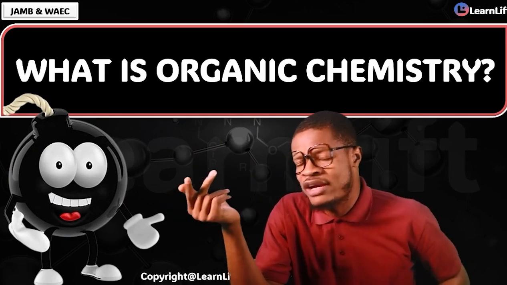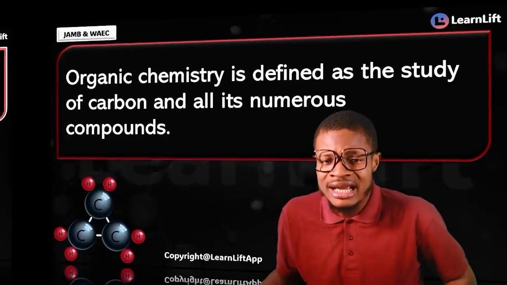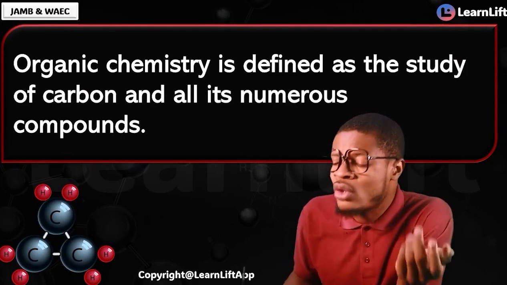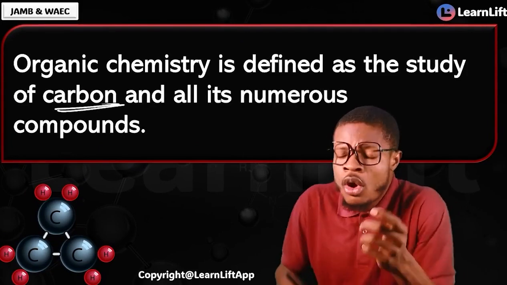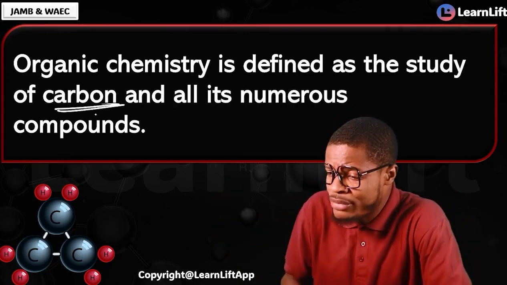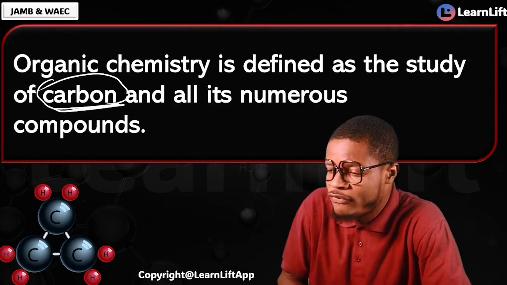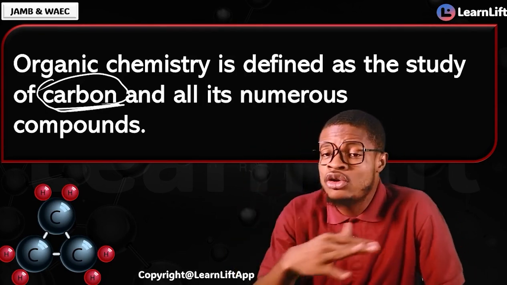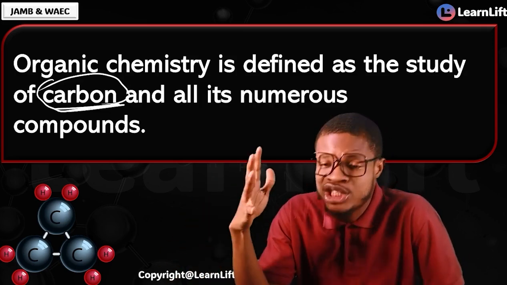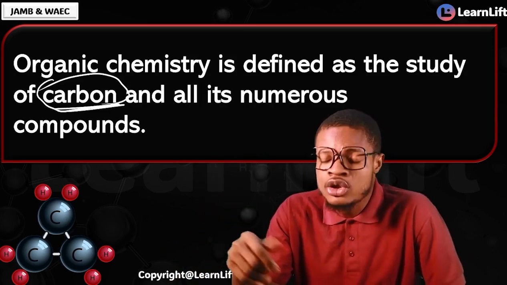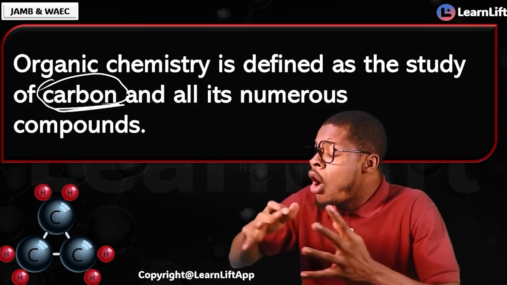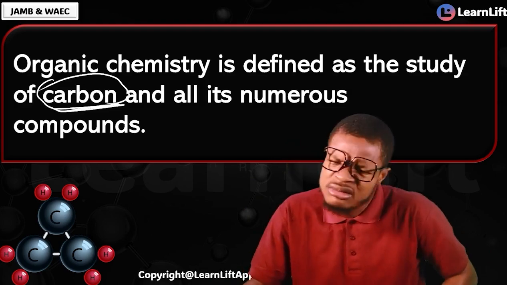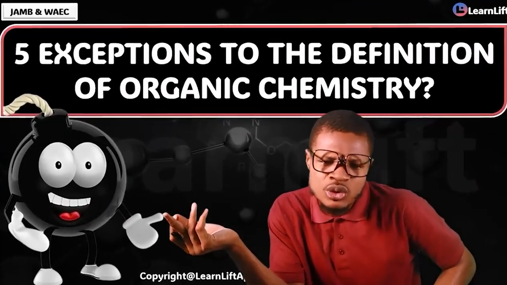How do we define organic chemistry? You should know this, that organic chemistry is defined as the study of carbon. So what are we focusing on in organic chemistry? Carbon is our major focus and all its numerous compounds. There are a lot of compounds that are associated to carbon, right? So the study of carbon and all its numerous compounds, what do we call that? Organic chemistry. But okay, there are a few exceptions to organic chemistry.